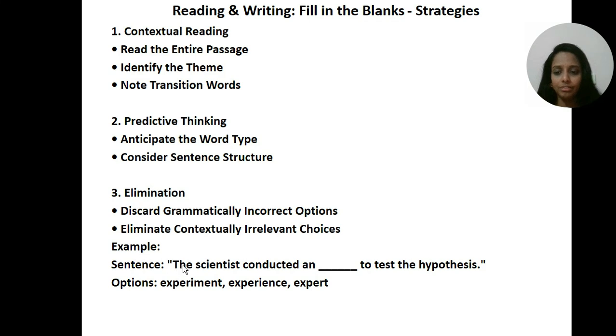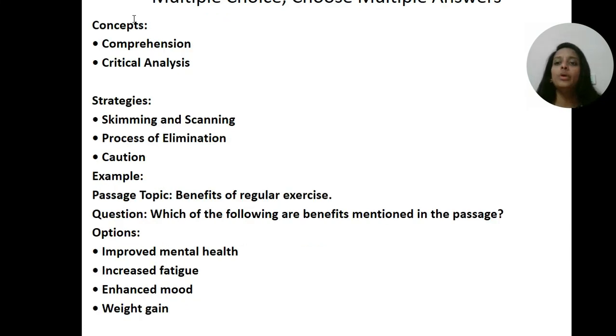Example here, they have given: the scientists conducted dash to test the hypothesis, and the options are experiment, experience, expert. So let's see the correct answer, which is experiment. So here you're eliminating the choices which are not relevant to the context. Got it? So when we are talking about multiple choices, choose multiple answers, this is one of the tasks, right? So let's see the concepts and the strategies used here.